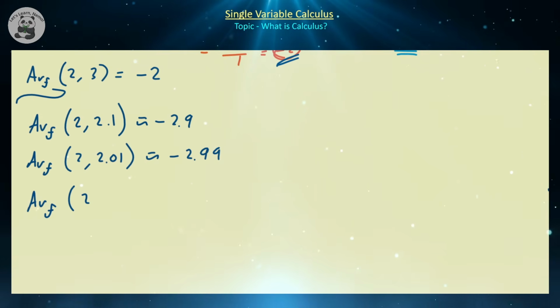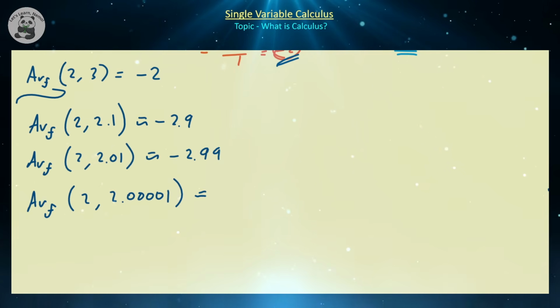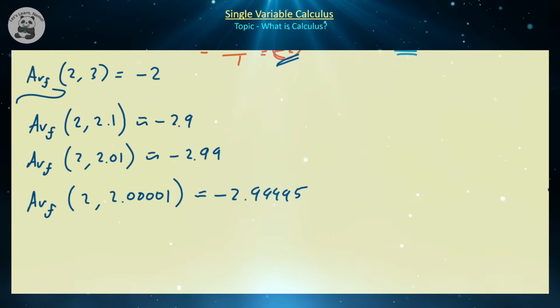and one can find that the average rate of change of f on the interval 2 and 2.00001 is approximately equal to minus 2.99999. Not 5, but 5 nines. There we go.